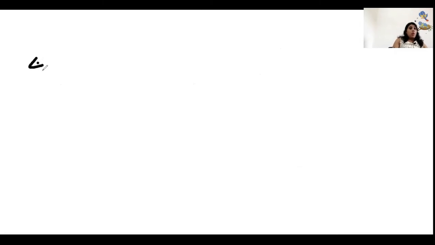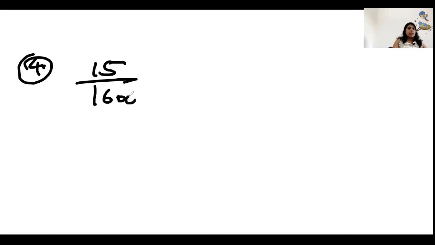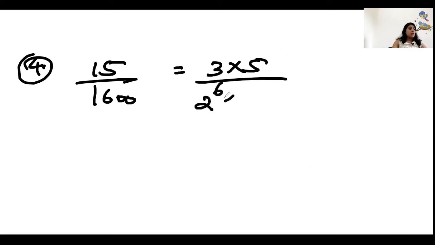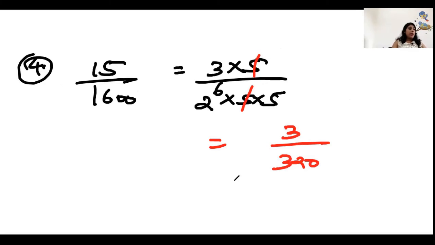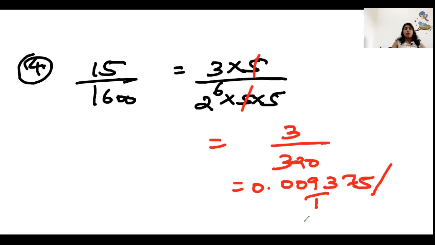Next, the fourth one was terminating. That is 15 by 1600. By writing that as 3 into 5 by 2 raised to 6 into 5 into 5, we can cancel it and you will get the balance value as 3 divided by 320. When you divide it, you will get the answer 0.00937. That is also terminating.